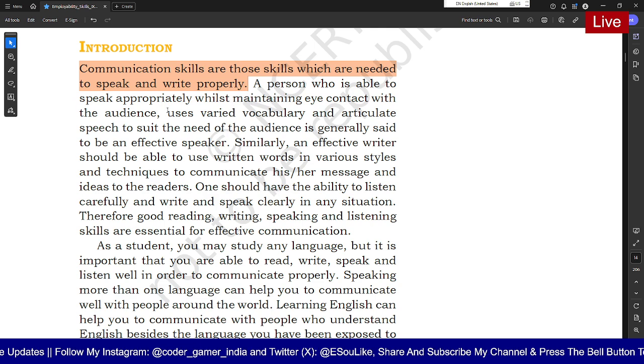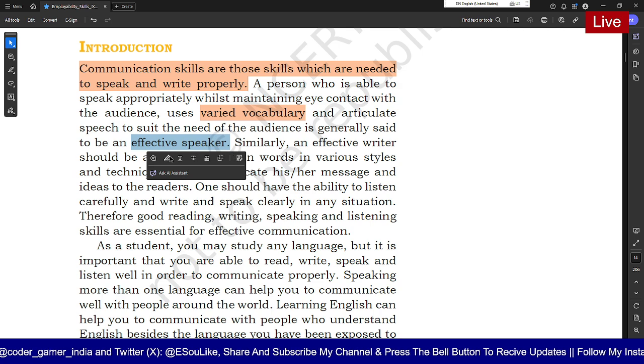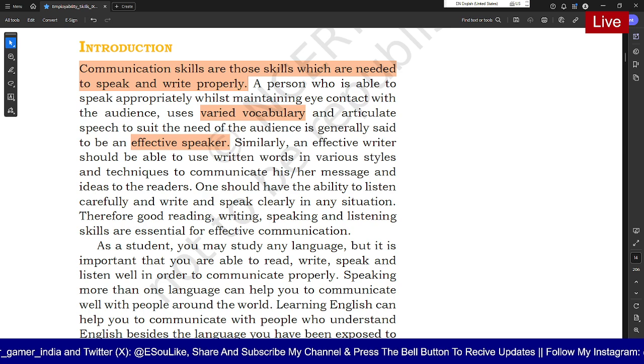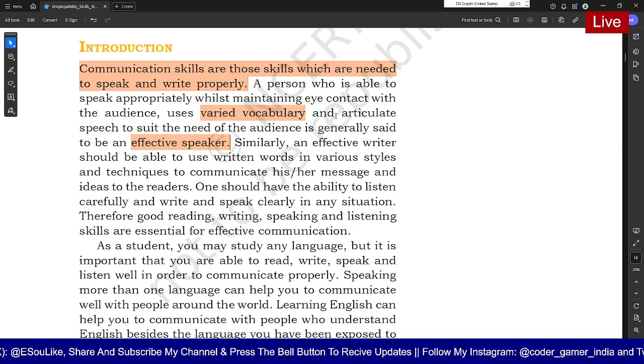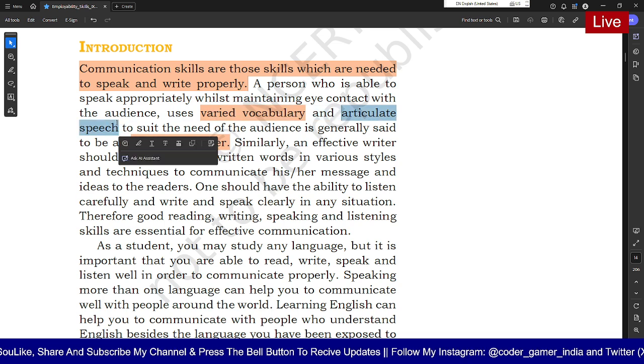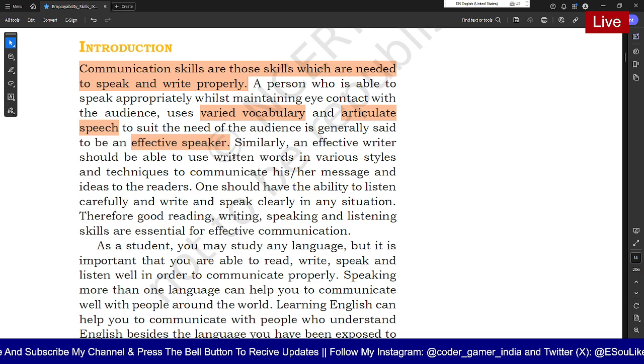Next, a person who is able to speak appropriately, wisely, maintaining eye contact with the audience, uses varied vocabulary and articulates the speech to suit the need of the audience is generally said to be an effective speaker. So from here we can get many things. What is an effective speaker? When a person is able to speak properly, maintaining eye contact with the audience, uses varied vocabulary and articulate speech to suit the need of the audience. Effective speaker means that you are able to speak very finely.